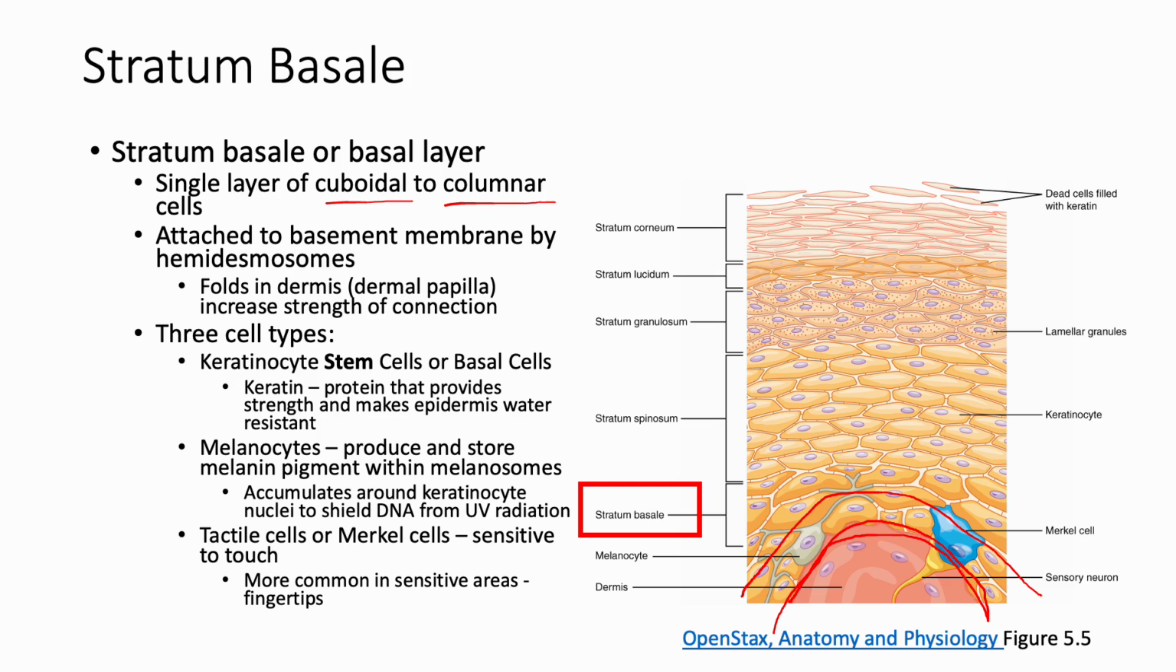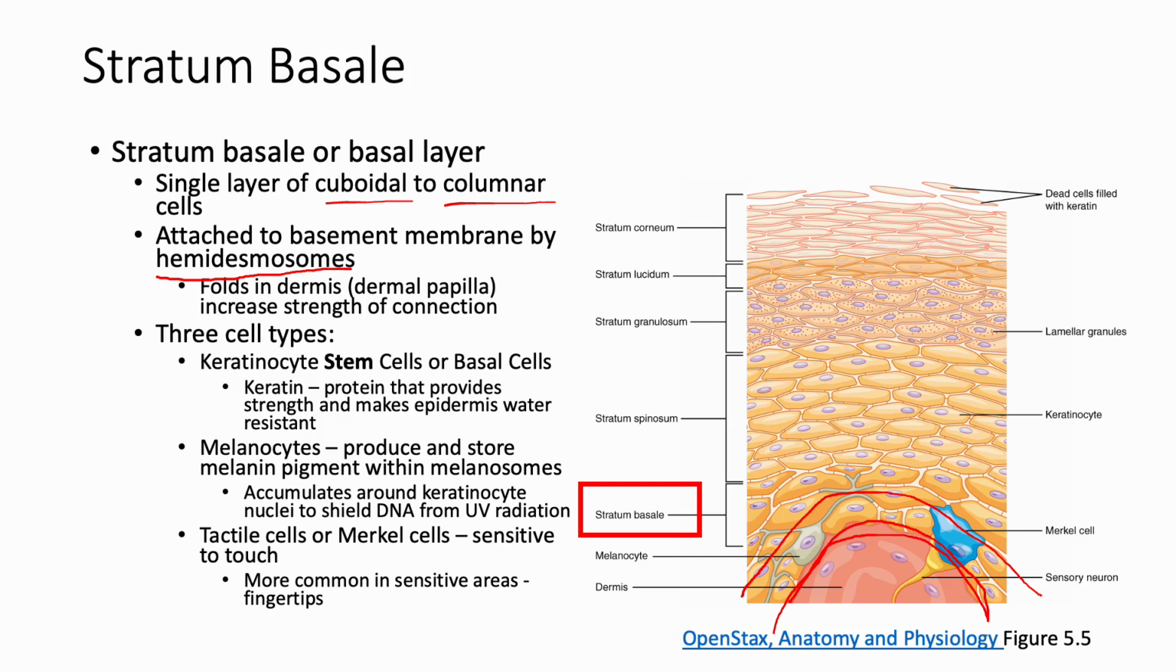So it's attached to the dermis, the underlying layer, by those connections that we talked about previously, hemidesmosomes. And as I mentioned, it's these little folds, these papilla, that increase the strength of the connection because there's more surface area there. So if you think about egg crates, when you connect those, it would be similar to that. So in this layer, we have, as I mentioned, stem cells or basal cells.